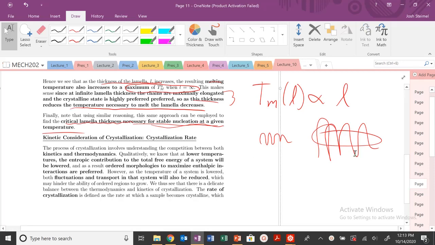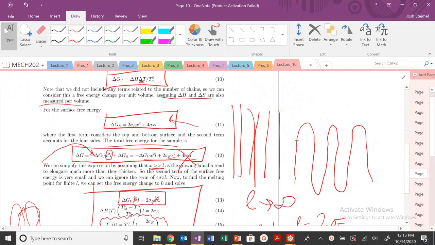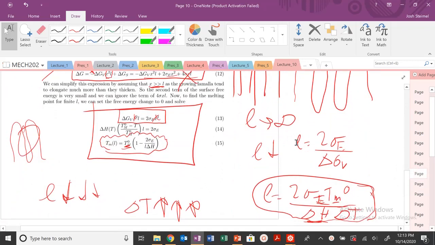Just one more note on this, because I think it's an important point to clarify. I really love this problem and this expression. Let's think about this. It's going to come into more context when we look at the kinetics of growth. But this is basically the critical lamella length, or the thickness, required to form a stable nucleus. So it's the minimum thickness required in order to nucleate a lamella structure.